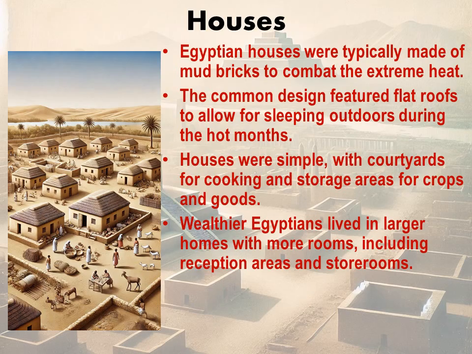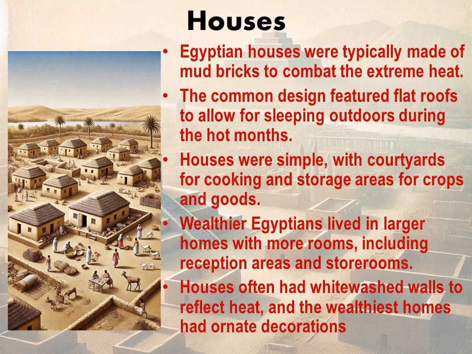Wealthier Egyptians lived in larger homes with more rooms, including reception areas and storerooms. So, the more money you have, the bigger your house will be. This is a common concept prevalent even today. So, wealthier Egyptians lived in larger homes, and those homes had more rooms, including reception rooms, drawing rooms, and store rooms. All these things were there in the houses of wealthy people. However, the poor people or the common people lived in much simpler houses.